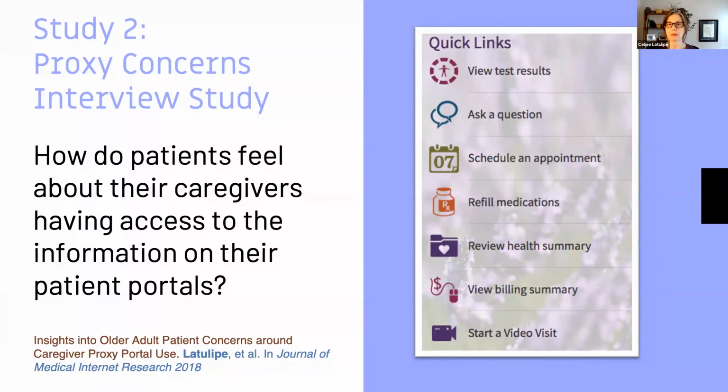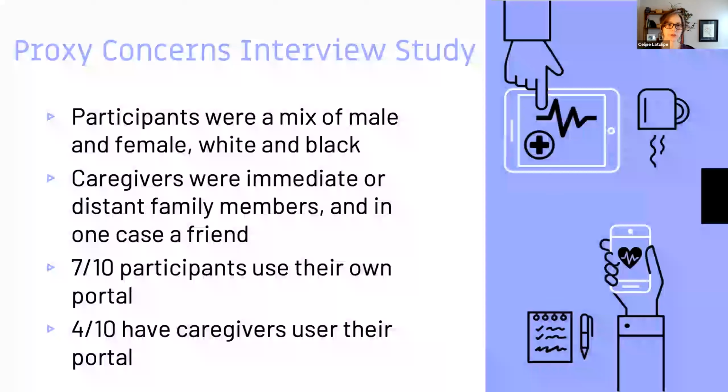So this led to me wanting to do a follow-up study. And so I initiated the second study, which was a smaller interview study where we really delved in and tried to understand, how do patients feel about their caregivers having access to that information on the patient portals? We interviewed 10 people, and the participants were a mix of male and female, white and black. We unfortunately did not have any Latino participants here, which is another big group there. And they told us who their caregivers were. Most were immediate or distant family members. In one case, it was a friend. And 7 out of 10 of the participants actually did themselves use their own patient portal. 4 out of 10 of the participants had their caregivers use their portal.